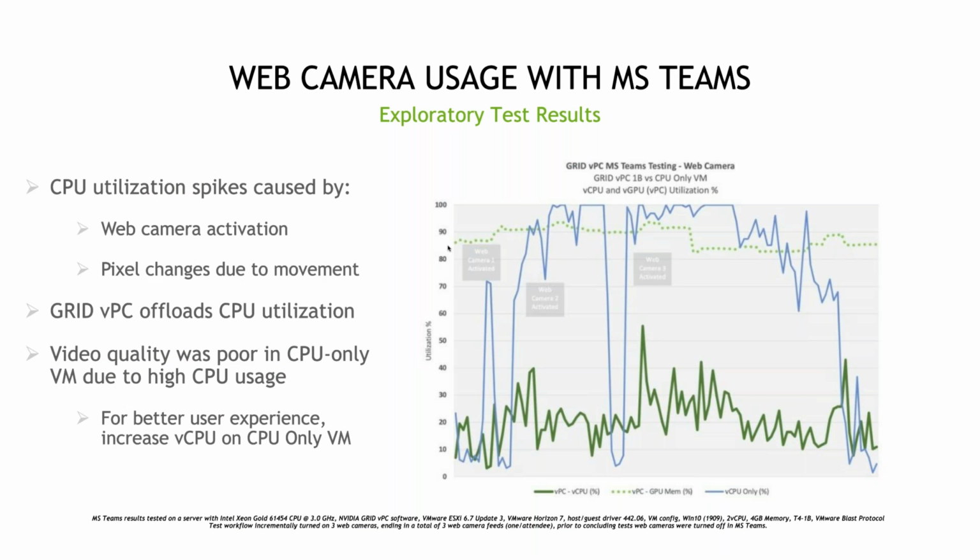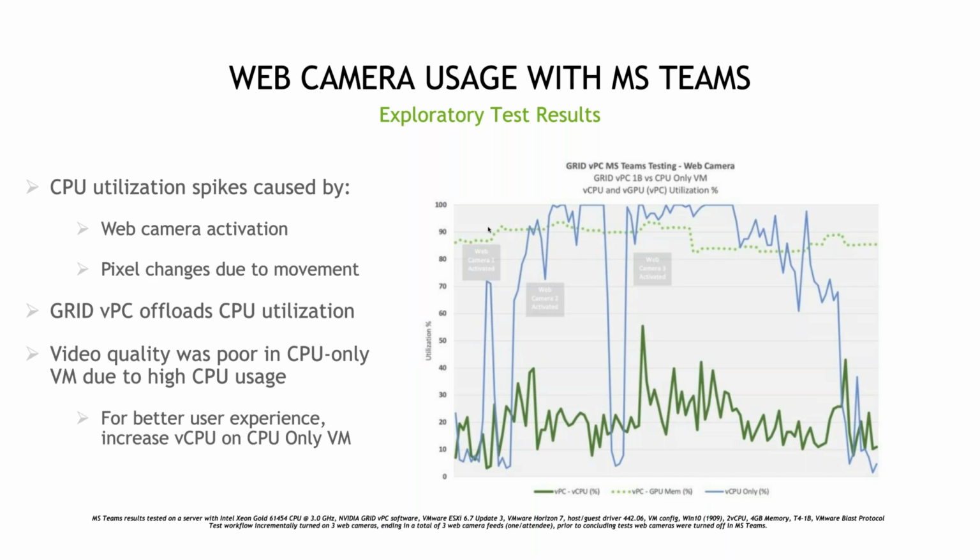Now, looking at the results more closely, if you look at the graph, the blue line highlights the CPU-only VM, and the various spikes that you see in there are when the webcams were getting activated. There are only 2 vCPUs in these VMs, so you can see that it caps at 100% for most of the testing duration. This problem can be resolved if you add 2 more CPUs to that VM and increase the total vCPU count to 4. But that would greatly hamper your overall scale on that server, right?